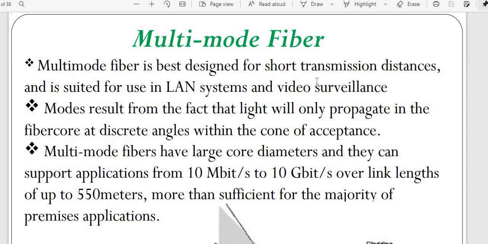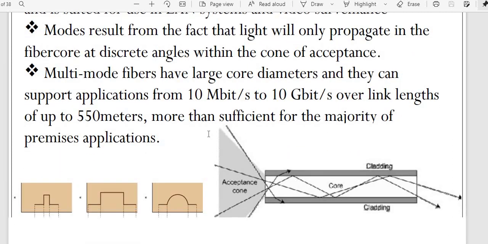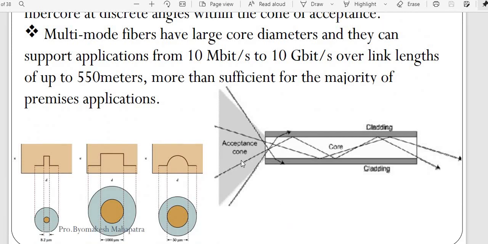Okay, so it allows shorter distance because we are applying multiple lights to be passed over there, and this results from the fact that light will only propagate in the fiber core, right? Inside the core only it will allow, not the outside. That's the reason. As you can see in the diagram, your acceptance angle is there. From there, you're passing multiple light.